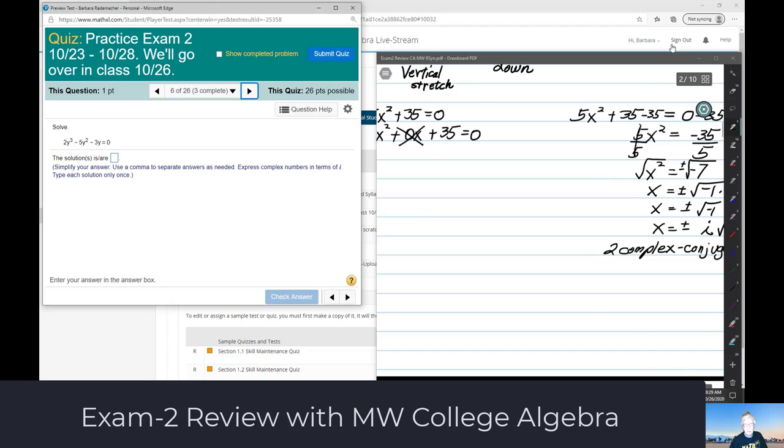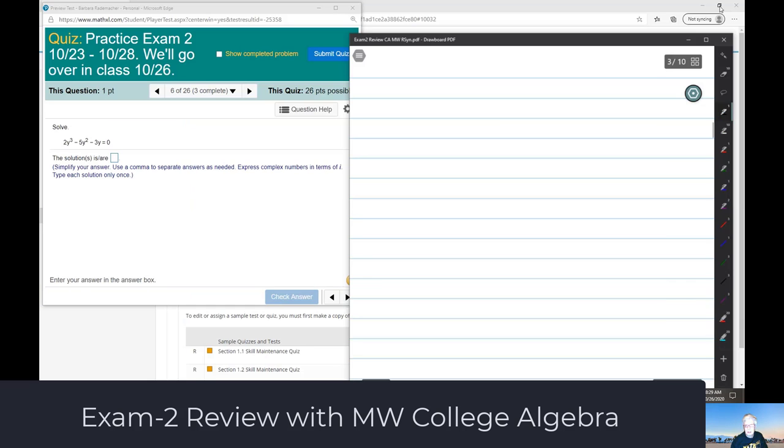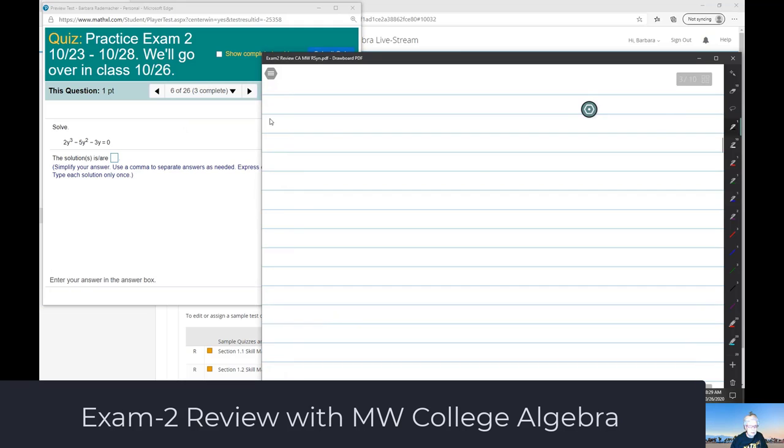Okay, and this is a tricky one also, so let's do this. I hope you haven't waited to study. Okay, this is going to be 2y to the third minus 5y squared minus 3y equals 0. This is a cubic, notice, so don't be tempted to use the quadratic formula, for instance. We have to pull out a common factor first, and each term has a y.